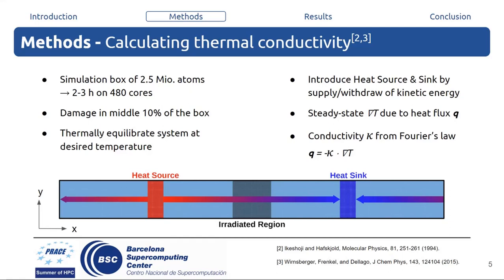In the illustration below, you can see our simulation box, which is lying on the x-axis. And in the middle, we have the damaged part. Heat source and heat sink are represented with red and blue colors. The resulting heat flux leads to a steady state temperature gradient, and from Fourier's law we obtain the thermal conductivity kappa. As you can imagine, the simulation box is huge and one could expect that simulations take lots of time. Thanks to parallel programming and the facilities at Barcelona Supercomputing Center, it is enough to run the calculations on approximately 500 computer cores for 2 or 3 hours.